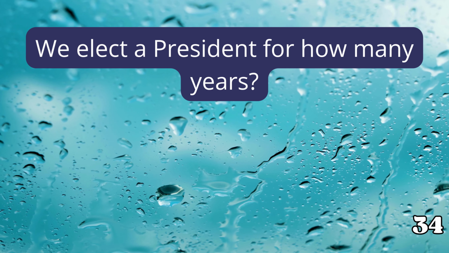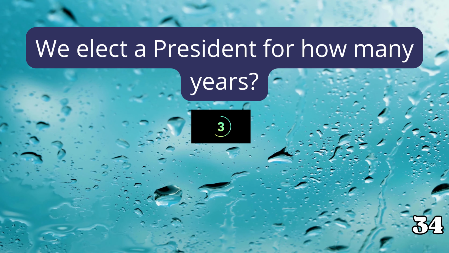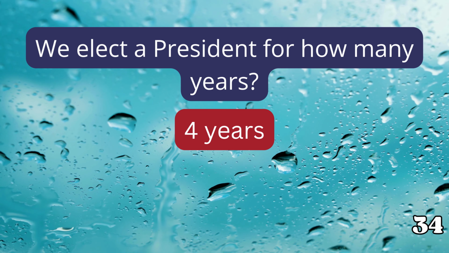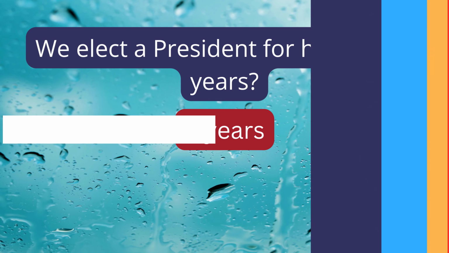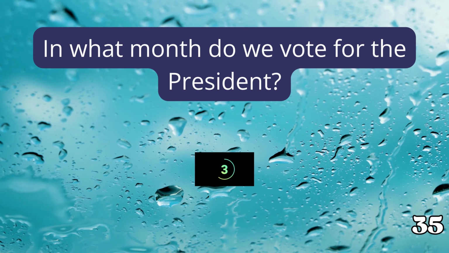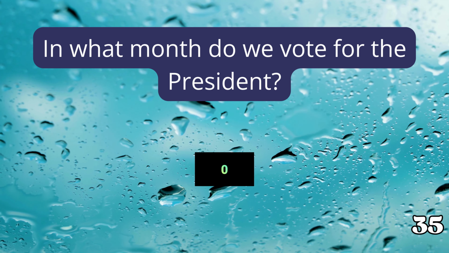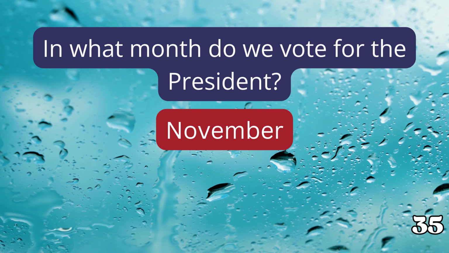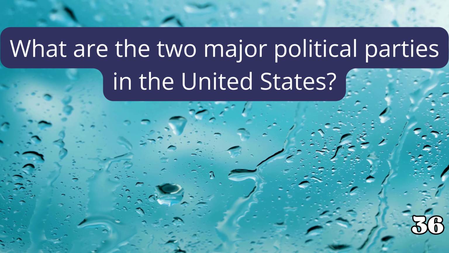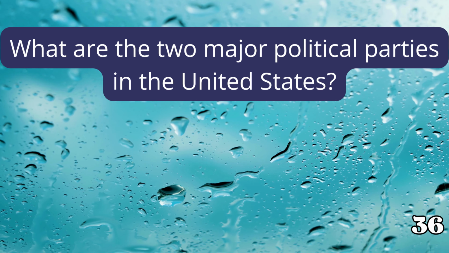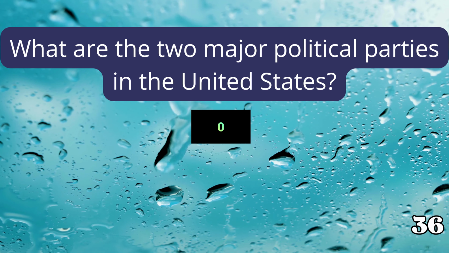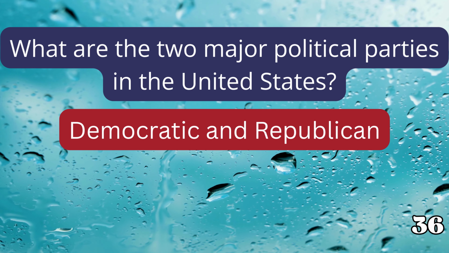We elect a president for how many years? 4 years. In what month do we vote for the president? November. What are the two major political parties in the United States? Democratic and Republican.